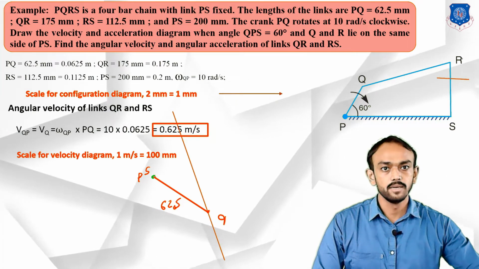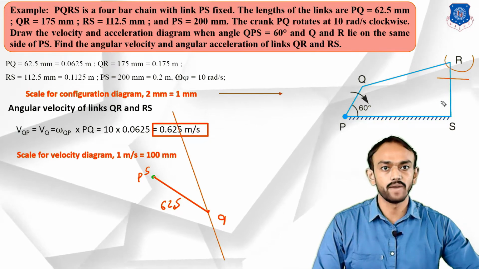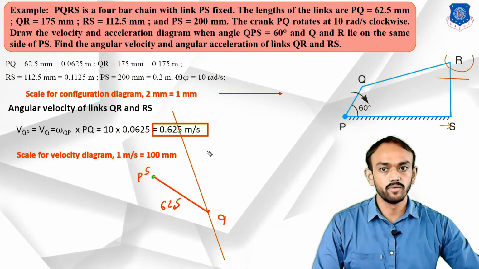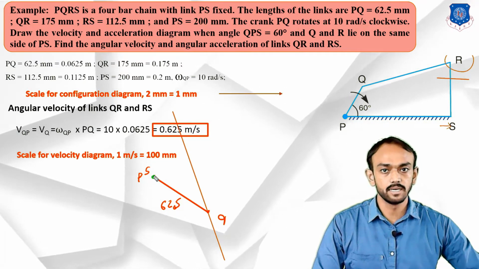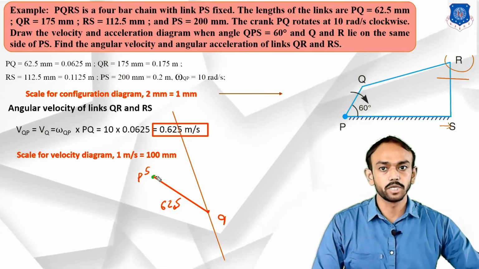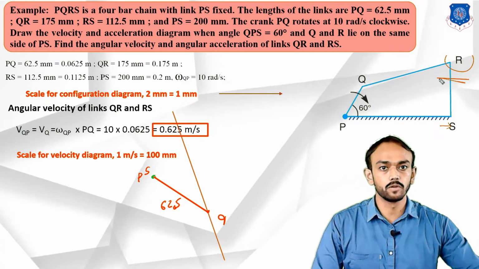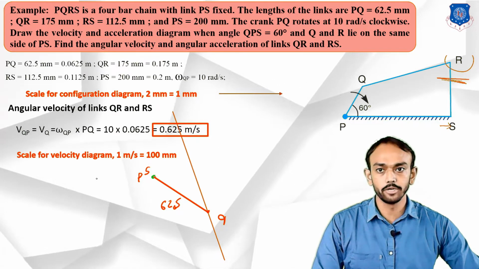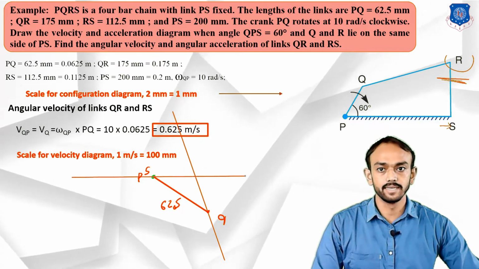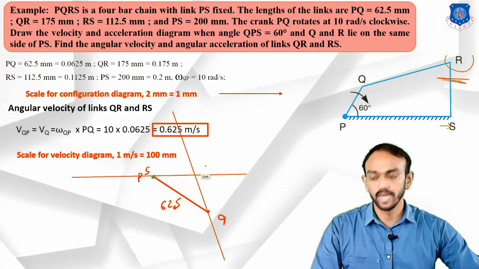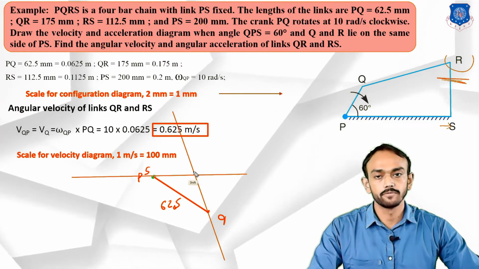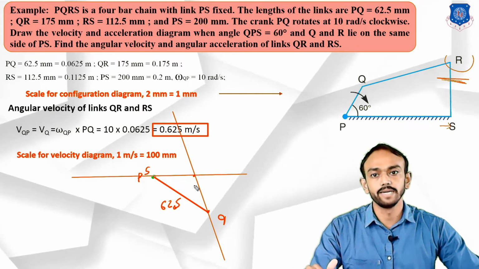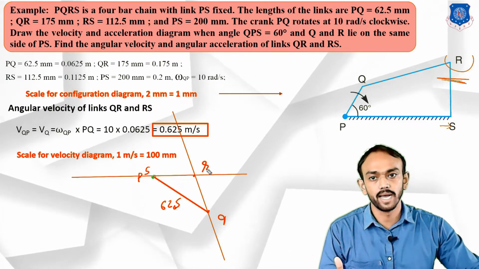RS. Okay, means this is the velocity of R with respect to S. So we will draw from S here, and the direction of this line will be perpendicular to RS, means in this direction we will draw the line here, but we don't know the magnitude, so we will draw like this. Okay, now the intersecting point of this will be denoted by R.